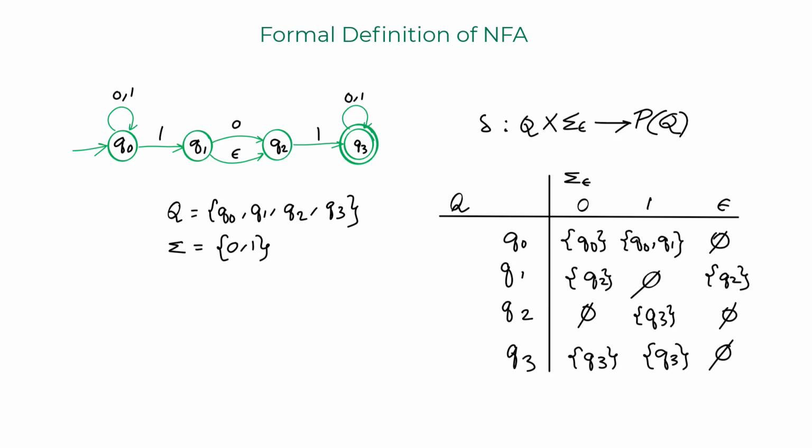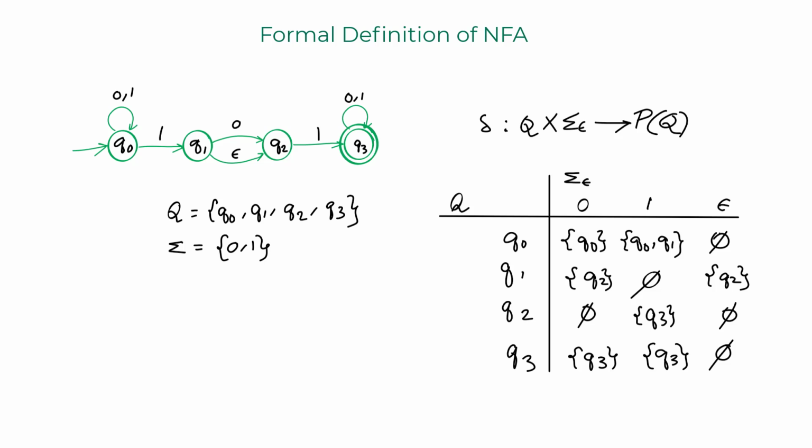Similarly, we repeat this for Q1, Q2, as well as Q3. I will let you observe the results I put out in the transition table for a bit. Look at the NFA and the transition table to make sure everything here makes sense.